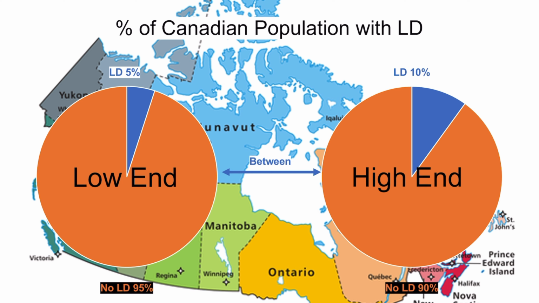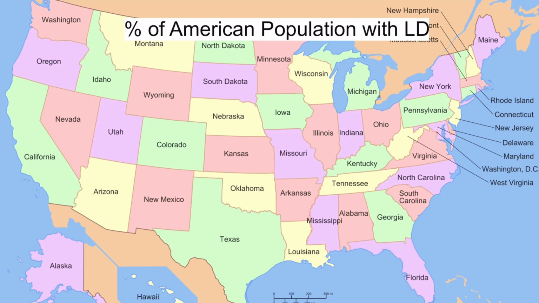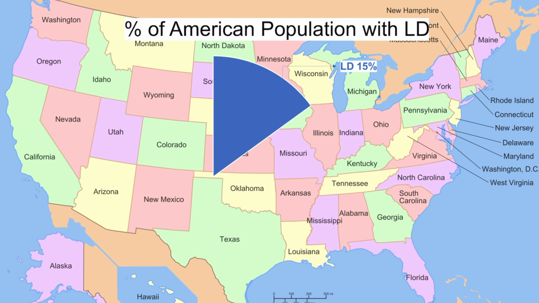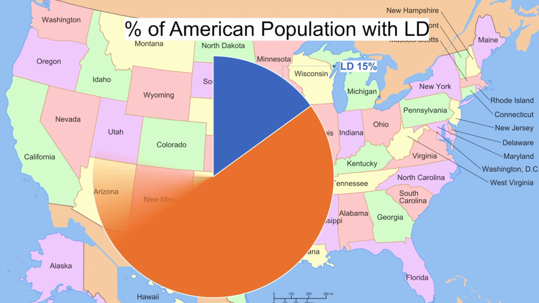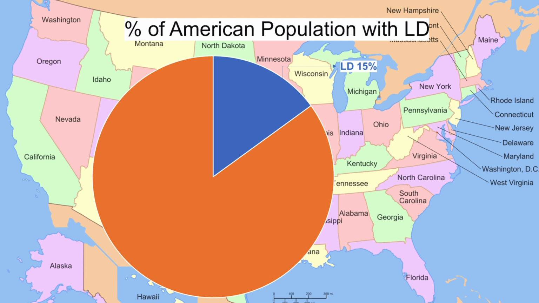Now for the US, they have a more specific number. As opposed to a range, in the US, 15% of people have a learning disability. So the same as the high end for the world population. And this is based on LD Online, copyrighted 2020.